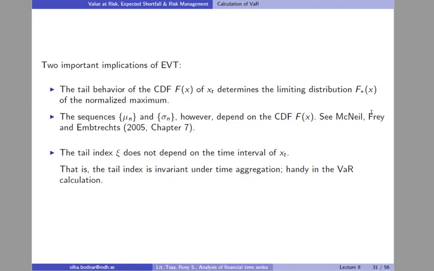Now, extreme value theory has two important implications. The first one being that the tail behavior of the cumulative distribution function determines the limiting distribution of the normalized maximum, and the sequence of means and the sequence of standard deviations depend on the cumulative distribution function. You can go to McNeil, Frey, and Embrechts for more info on that. And for the third implication, the tail index does not depend on the time interval, which is important. I mean, the tail index is invariant under time aggregation, which is really handy in the calculation of value at risk.